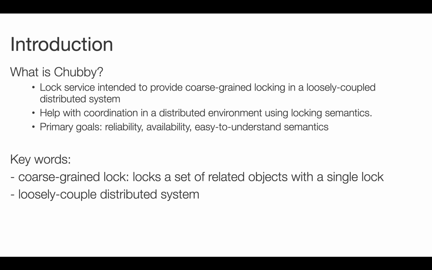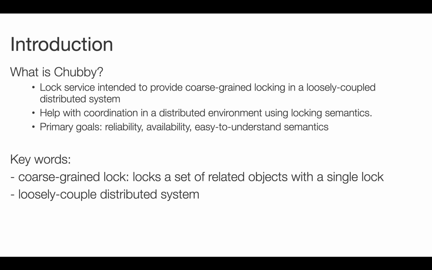To start with, what is Chubby? Chubby is a lock service intended to provide coarse-grained locking as well as reliable storage for loosely coupled distributed systems. It can help with coordination in a distributed environment using locking semantics. Primary goals of Chubby are reliability, availability, and easy to understand semantics instead of performance.